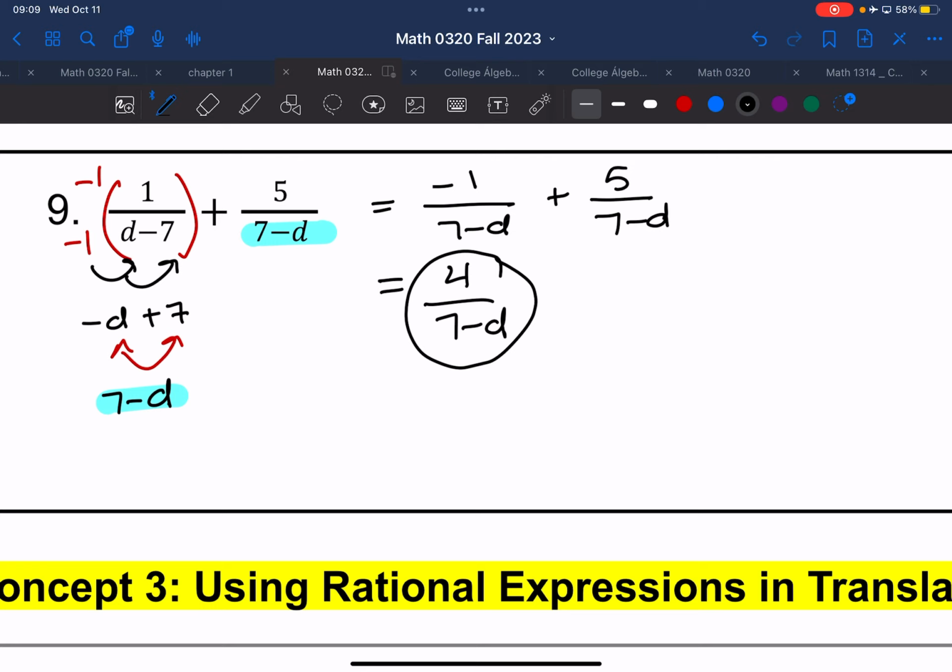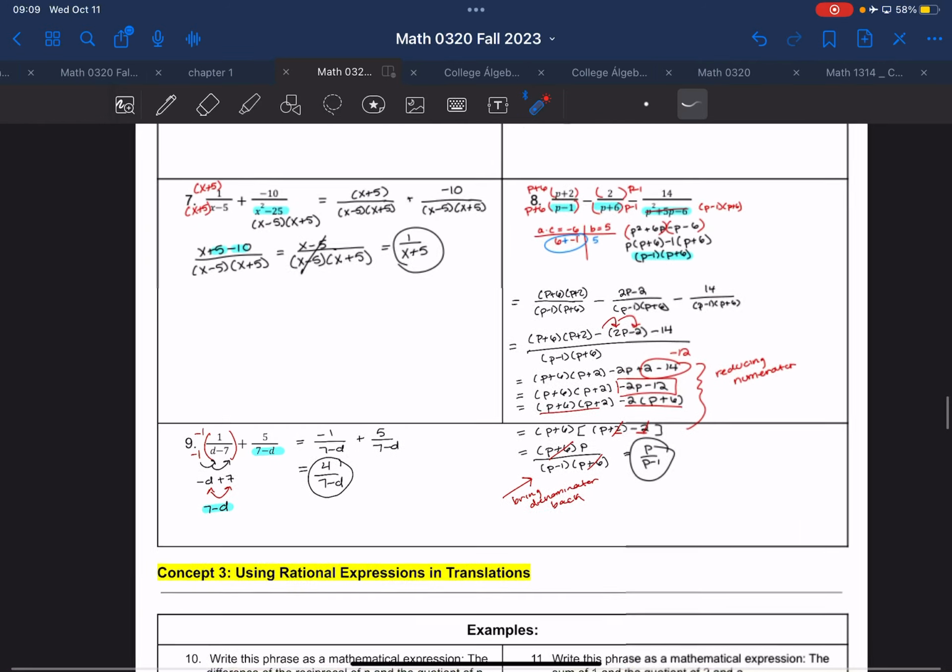The only way this would become confusing is if you see this on the exam and you think they are the same. Okay, because then if you think they're the same, you're going to get 6 over 7 minus d, which is wrong. These are completely different, and the way that we make them the same is multiplying one of them by -1. Any questions on concept 2?